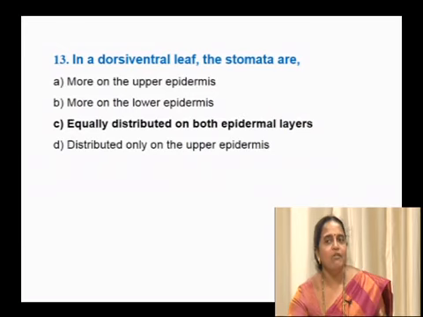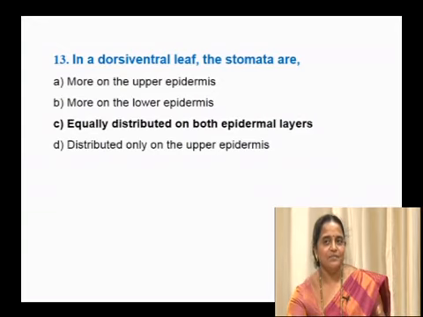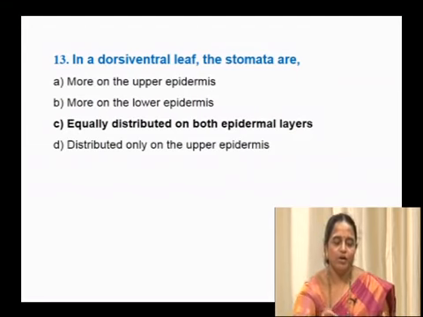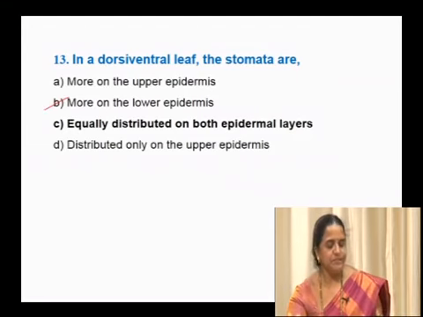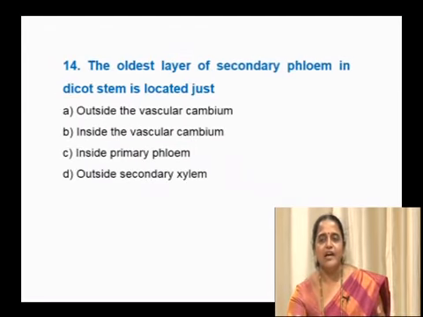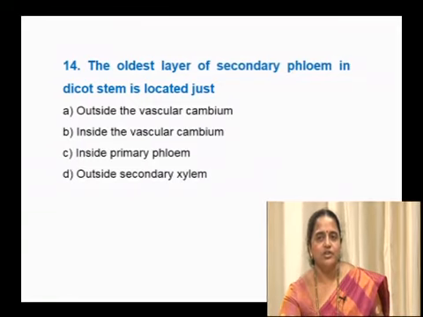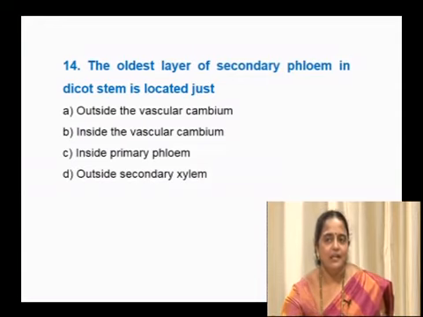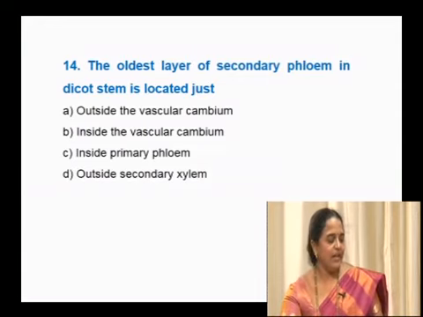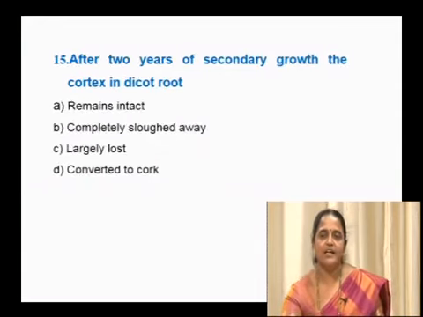So, they are equally distributed. In a dorsiventral leaf, the stomata are more on the lower epidermis. So, the correct option is B. The oldest layer of secondary phloem in the dicot stem is located just outside the secondary xylem. So, this is the correct answer.